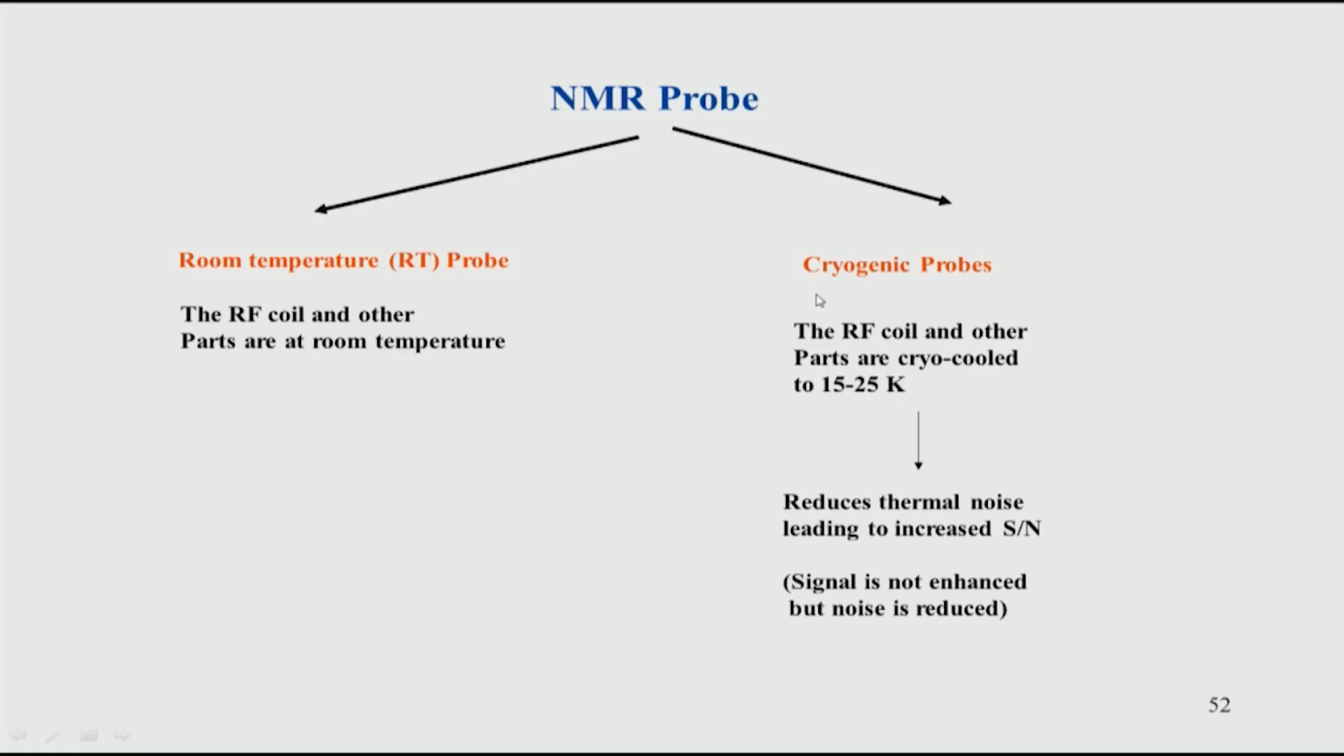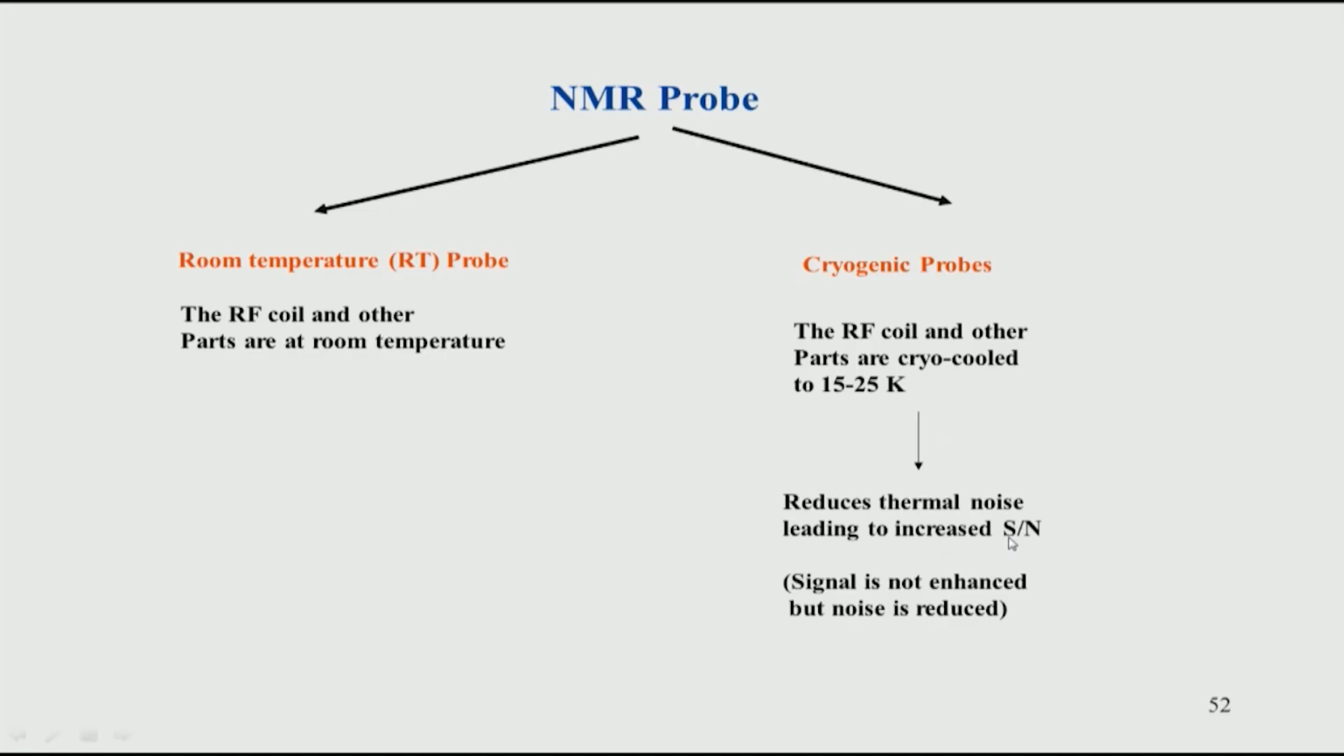But nowadays we have very sensitive cryogenic probes. In this kind of probe, the RF coil which we saw in the previous slide is actually cooled. It is not at room temperature, it is cooled to a very low temperature by helium gas. This is gas, not liquid, and the helium gas is typically kept at 15 to 25 Kelvin. Why is that done? Because when you cool an electronic system, you decrease the noise. The thermal noise is reduced, and therefore, when you look at signal to noise, if the denominator, the noise, goes down, the signal to noise goes up. This is what we are trying to achieve.